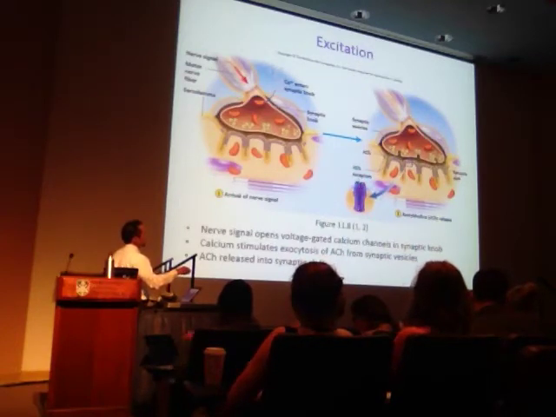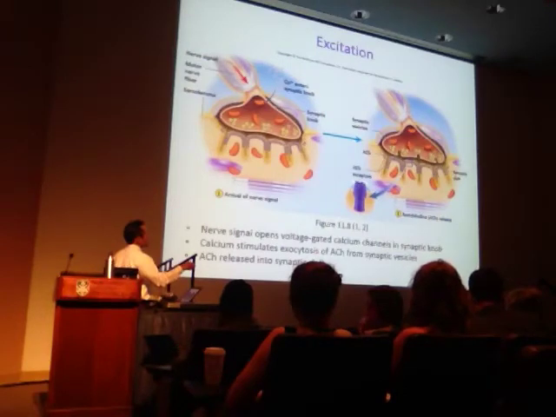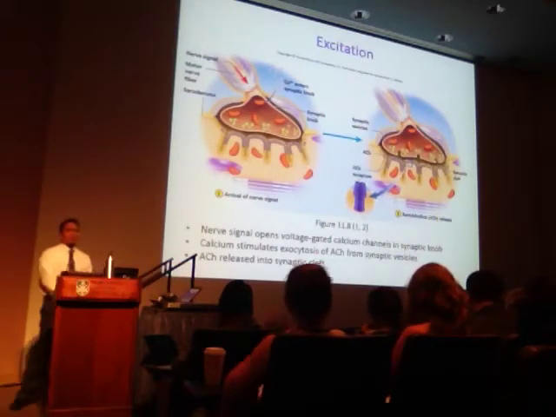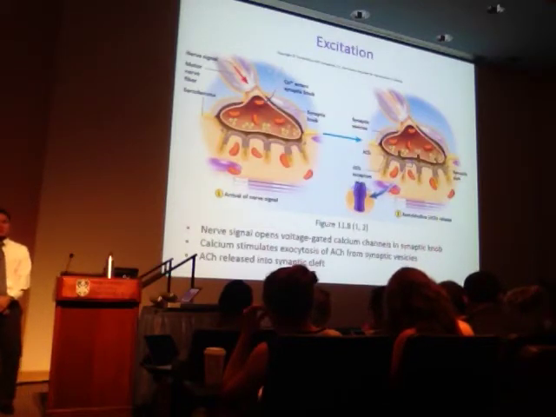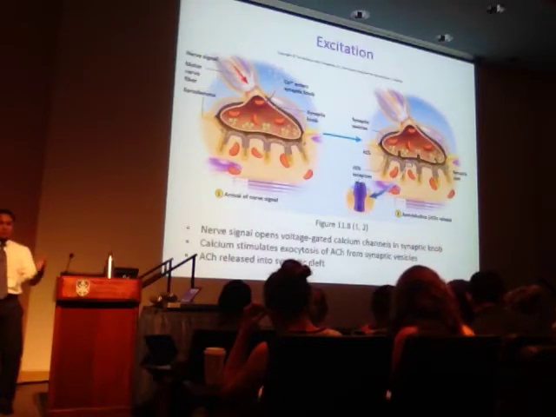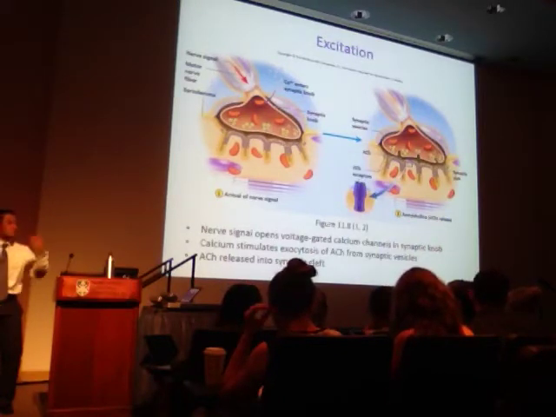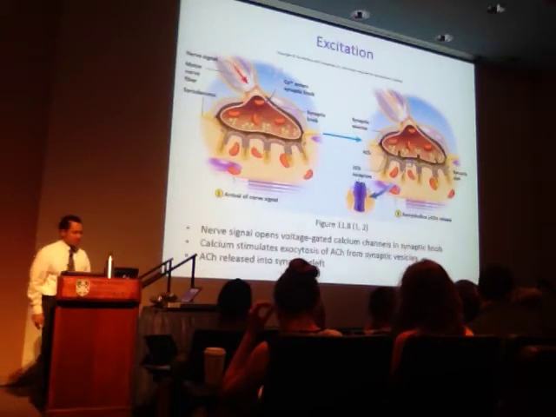You've got this purple-looking acetylcholine receptor that has two binding sites. Two little green acetylcholine molecules bind to it and open up the channel. You tell me what happens next. It opens up the channel and what comes in? Sodium. Okay? Sodium comes in.